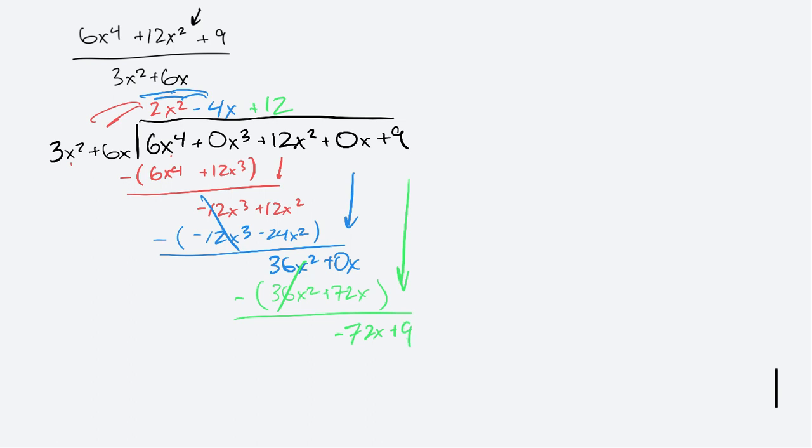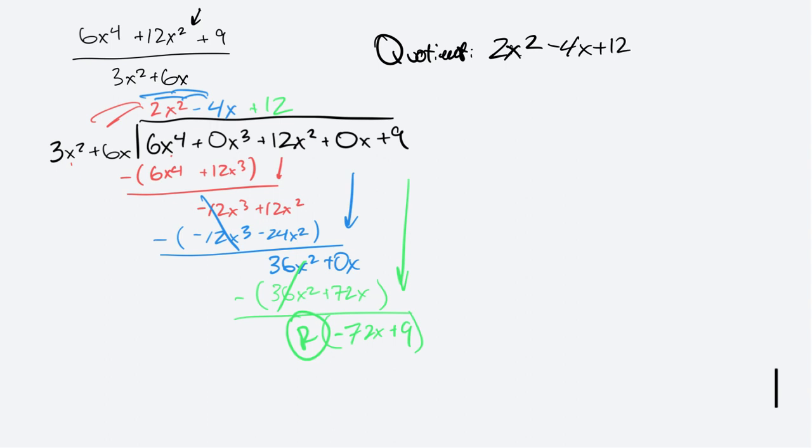Okay, how many times does 3x squared go into negative 72x? It does not. This is our remainder. And I learned a slightly different way to do this, and I'll show you on the next example how I like to organize these. So our quotient is 2x squared minus 4x plus 12.